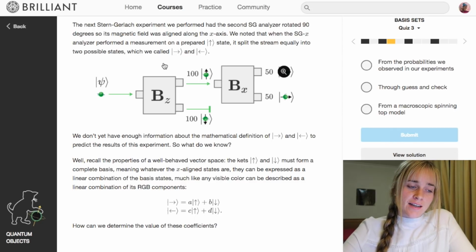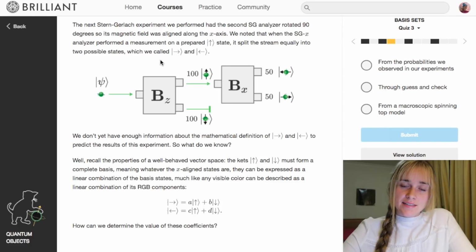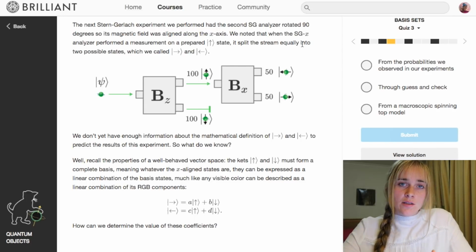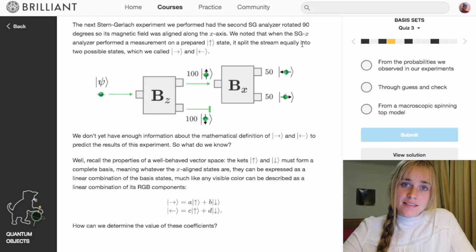In this next experiment we're going to look at, it's another Stern-Gerlach experiment. The first analyzer is as before. It separates the states into being spin up or spin down. And then it goes into a second one, which is aligned along a different axis. So it's rotated 90 degrees from the first analyzer. Its magnetic field is aligned along the x-axis, whereas before it was aligned along the z-axis. So when these neutrons are fired through, they're being deflected along a different axis. The magnet is in a different place.